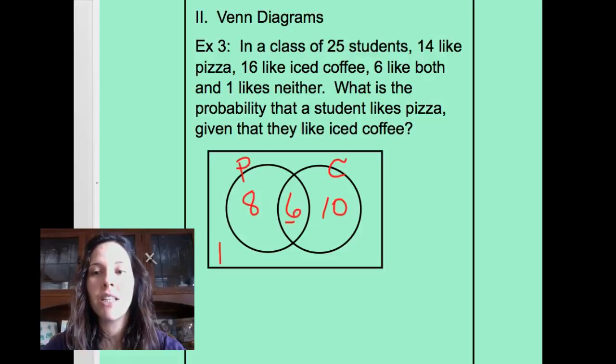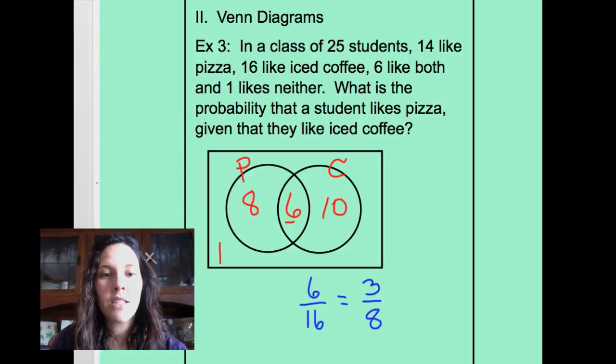What is the probability that a student likes pizza given that we already know they like coffee? So there are 6 students that like pizza and coffee. That's that intersection, pizza and coffee, all over the 16 total that like the coffee. Simplifying, we get a 3 out of 8 chance that if we know they like iced coffee, they also like pizza. Let's take a look at one more.